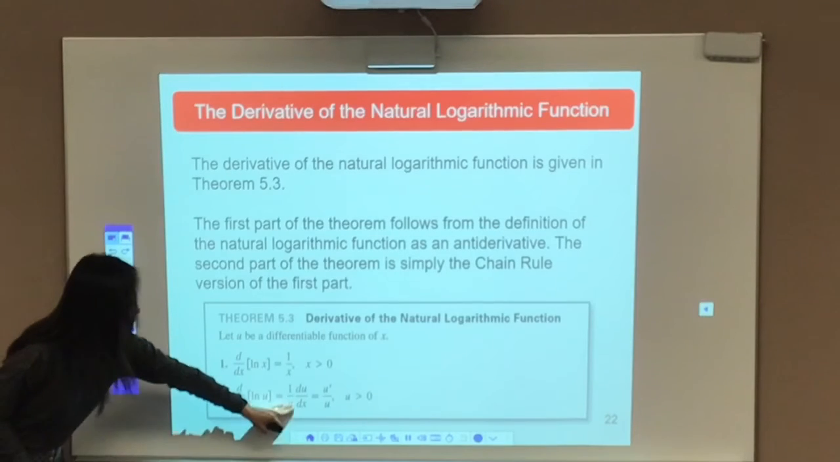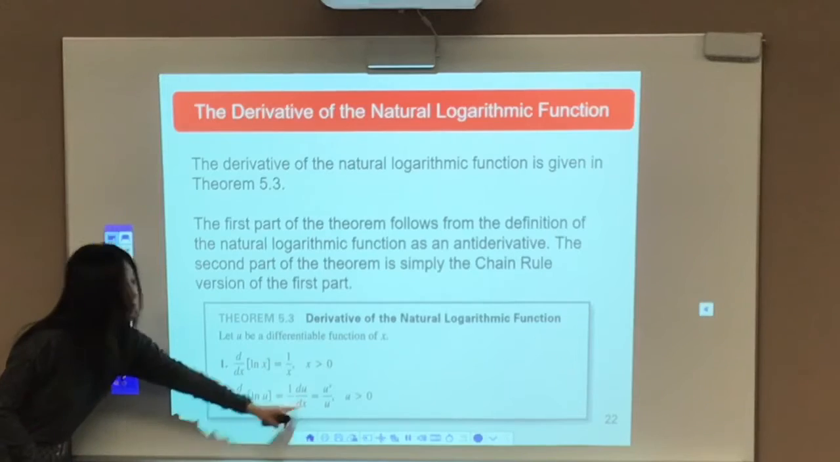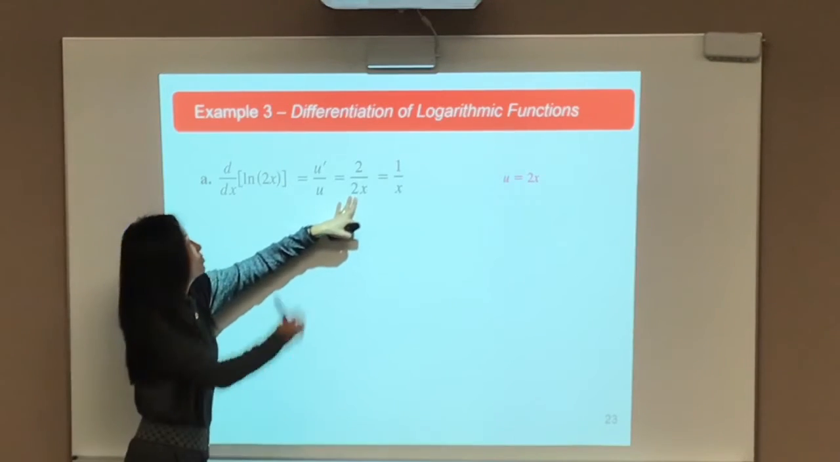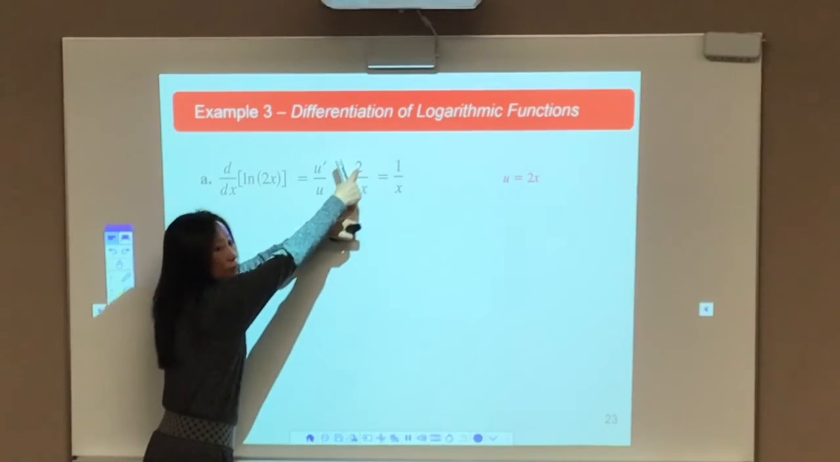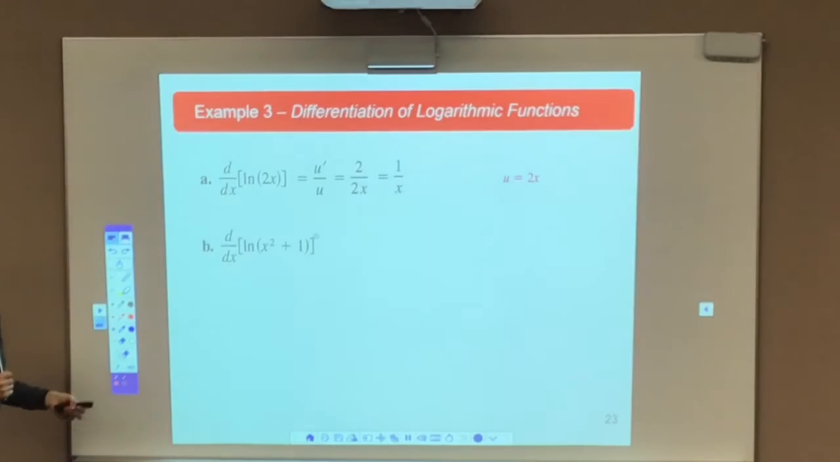This is what they're talking about right here. 1 over u, and then what? This is what? U prime. Derivative over u. So 1 over u, which is 2x. Derivative over 2x is what? 2. That's how you get 1 over x. Are you following me? All right, next one.